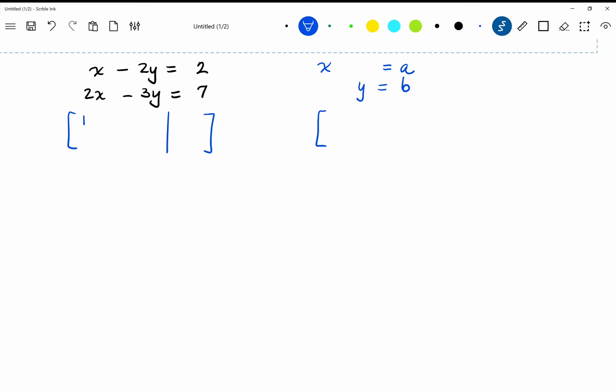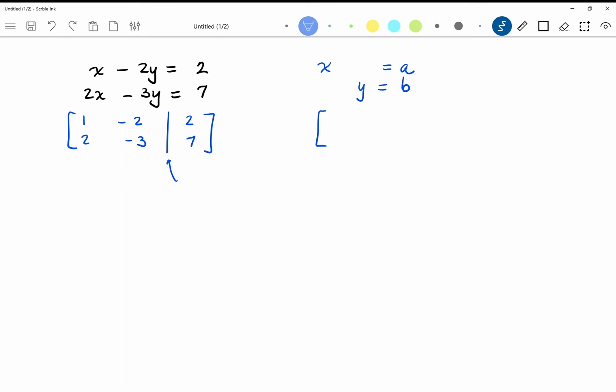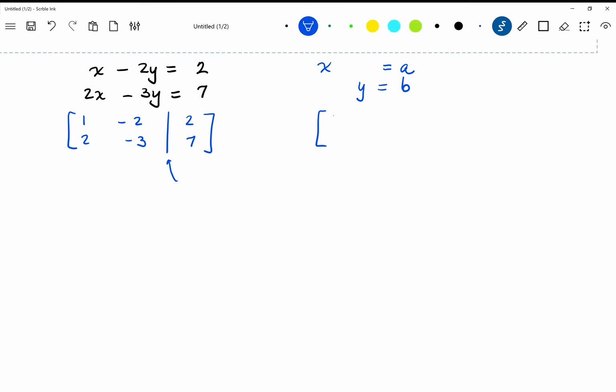And as an augmented matrix, this would be 1, -2, 2, -3 on the left, and 2 and 7 on the right. And we use that vertical line right here to separate the variable side from the constant side. So it's just more of an organizational tool. We don't need the vertical line, but it's very helpful to stay organized. So that means that my goal is to get a matrix that looks like this.